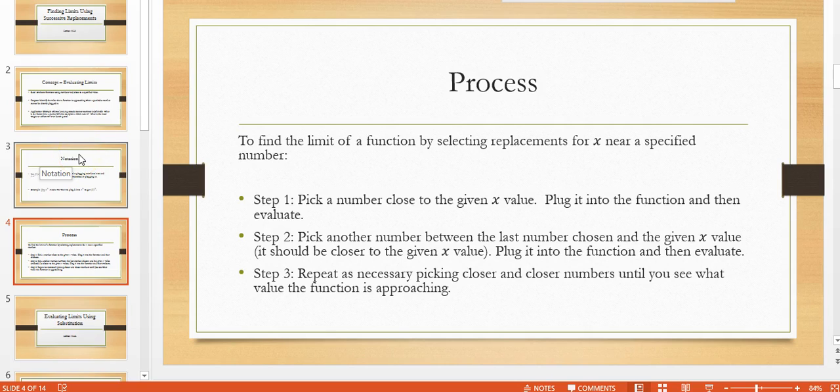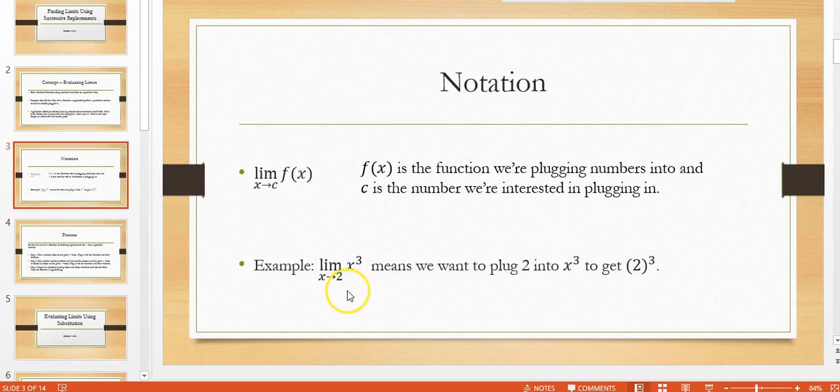So now let's talk about what you'll be doing in the first type of problems for the assignments dealing with limits. And these questions will say something about finding the limit by selecting replacements, or something about picking successive values, anything along those lines for the directions. They mean they want you to pick numbers closer and closer and closer to x to find the answer. So step 1 is to pick a number very close to the given x value for the limit. You will plug it into the function and evaluate it. So for example, on the one we showed here, instead of plugging in 2, I'd be asking you to plug in something like 1.9. Plug it in, see what you get.